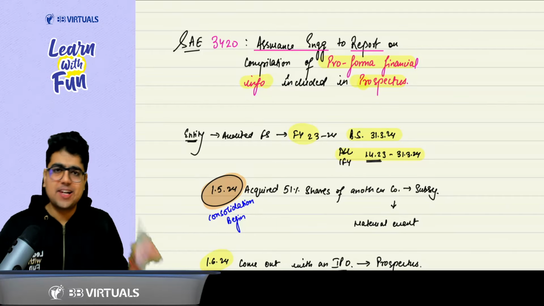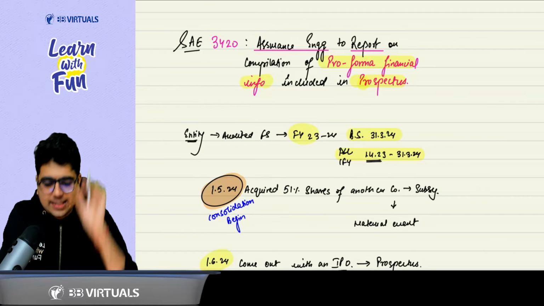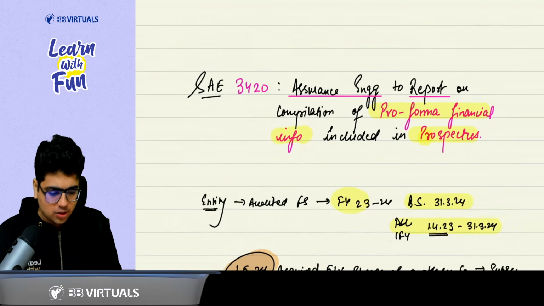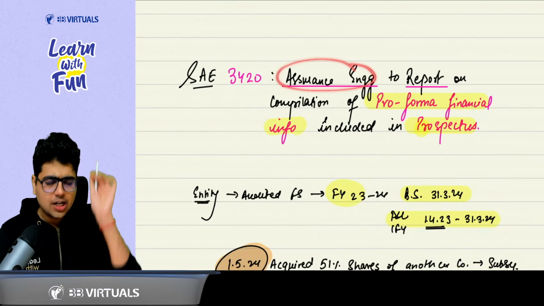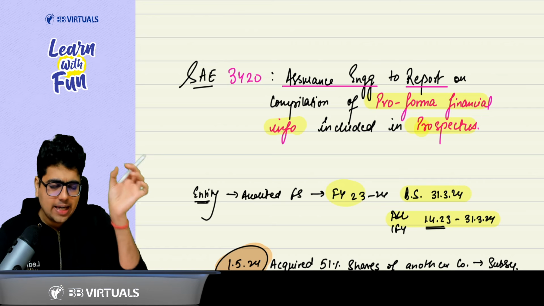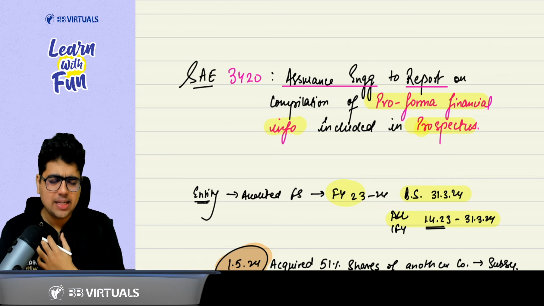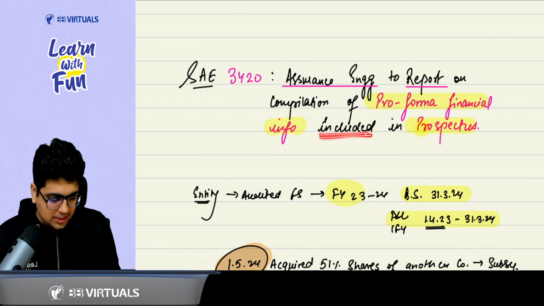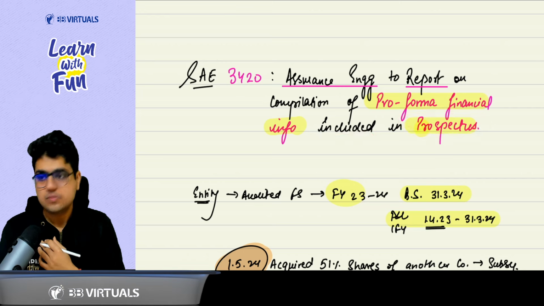So welcome everyone to this classic revision of SAE 3420. First of all, what does this standard talk about? It talks about the assurance engagement. Assurance engagements to report on compilation of PFFI. What is a PFFI? That is a pro forma financial information. This is included in the prospectus of a company.